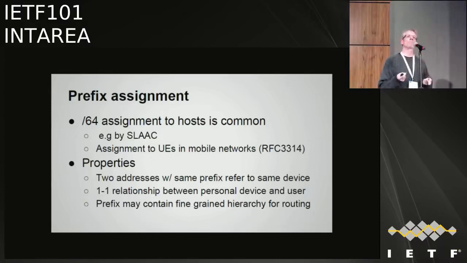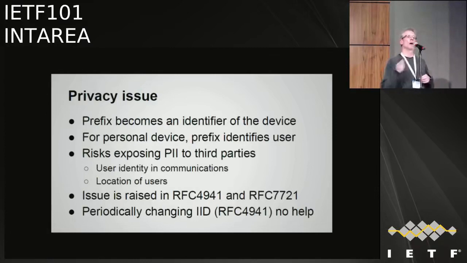And that becomes a little more problematic in the case that we're assigning to, say, a UE in a mobile network like a smartphone. Then there's a much higher probability that the device actually corresponds to a specific user. So now we have a one-to-one relationship potentially between the prefix and an actual user. Another issue: the prefix may contain fine-grained hierarchy for routing. That becomes a problem if that reveals the location of the device and hence the user. So the privacy issue is kind of implied from that. The prefix becomes an identifier for the device.